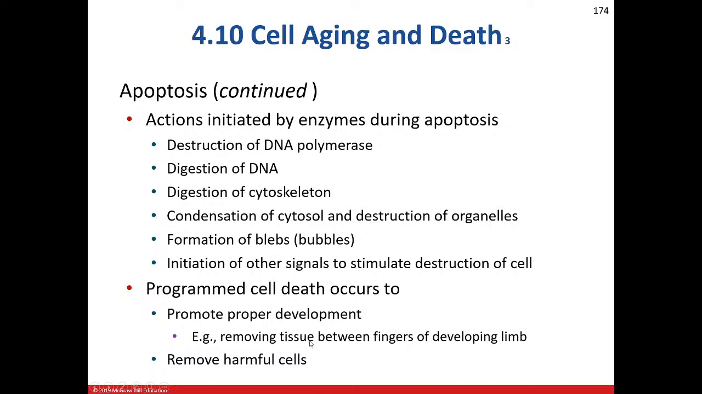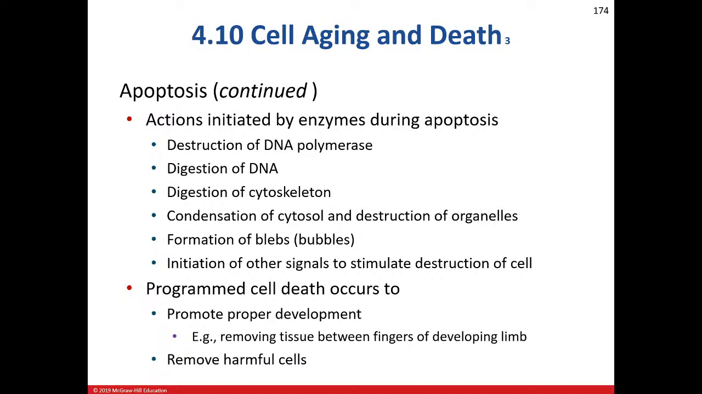For instance, there's tissue between the fingers of a developing limb. So you've probably heard of people who have webbed fingers. We actually, all of us at some point during development, had a lot of webbing between the fingers. And in order to develop fingers that are independent from one another and not webbed, the cells in the webbing area had to go through apoptosis and die. Okay, so we needed to destroy those cells so that we could properly develop independent fingers.